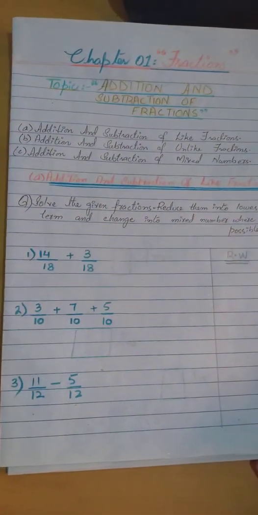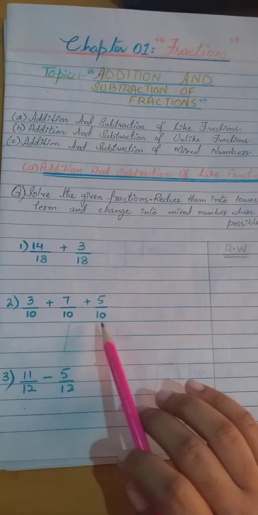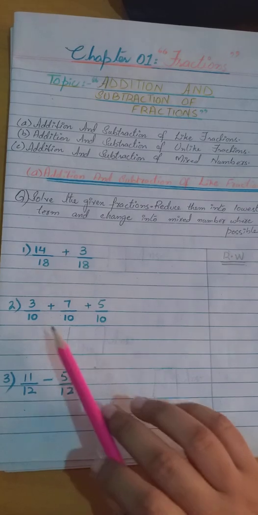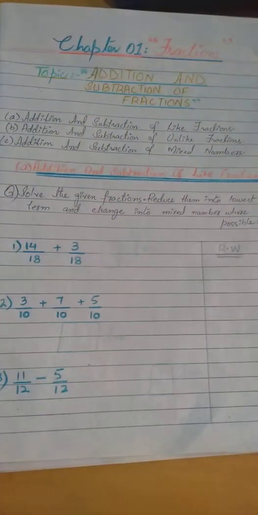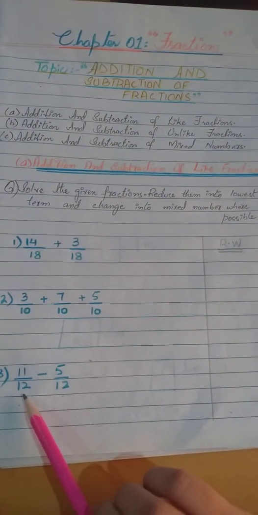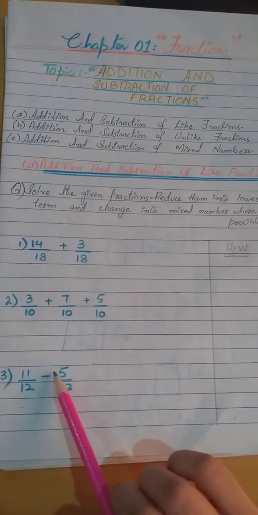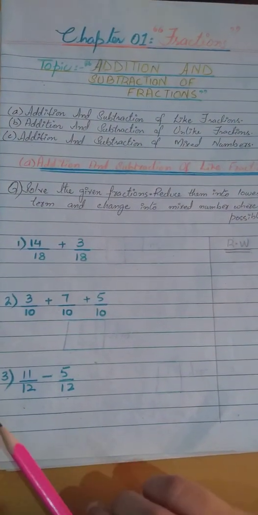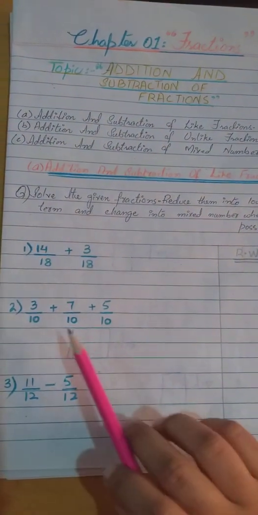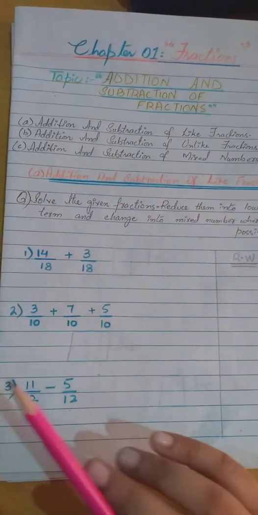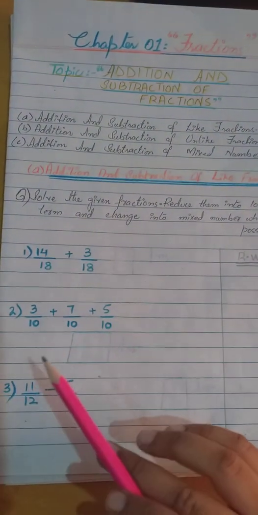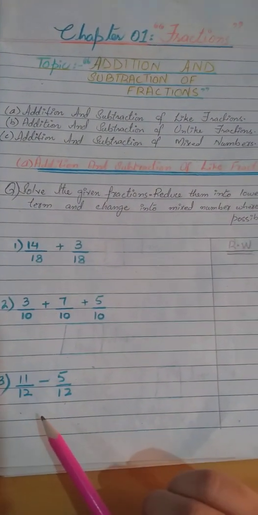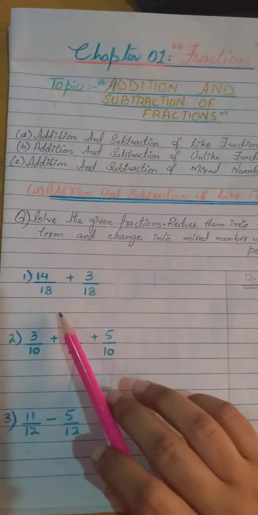And in the second example we have given three fractions, and in between them there is also the sign of addition, which means we have to add all three fractions. And in the third example we have given two fractions with the sign of subtraction, which means you have to subtract these fractions. Students, always make sure to look at the sign first, very carefully, to see whether you are going to add or subtract these fractions. So let's start to solve example number 1.